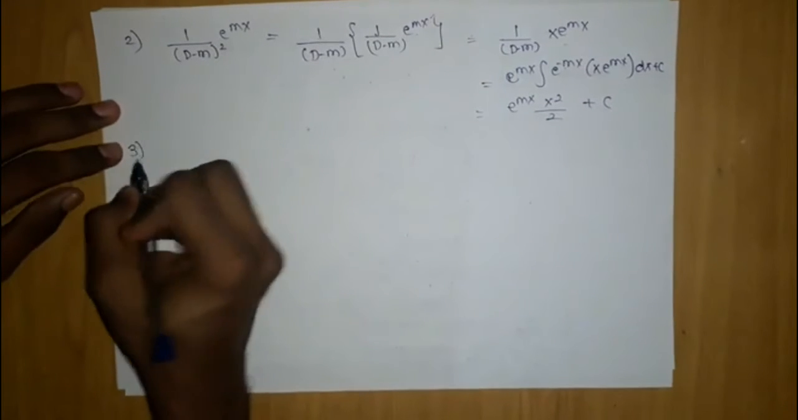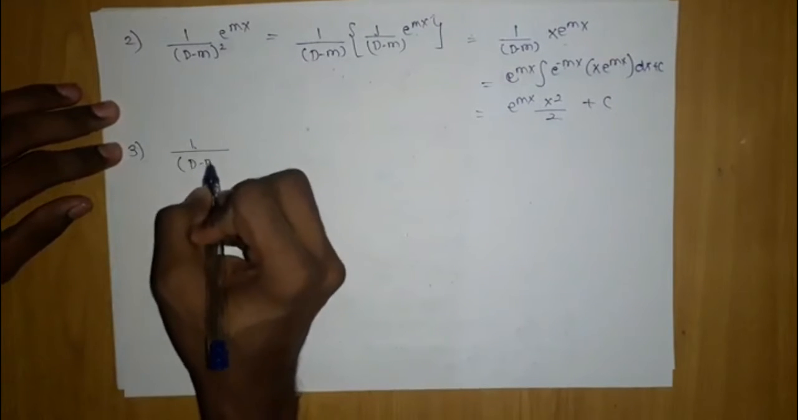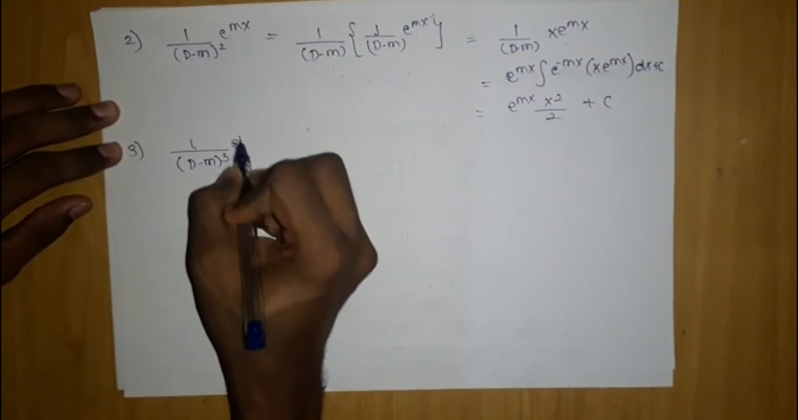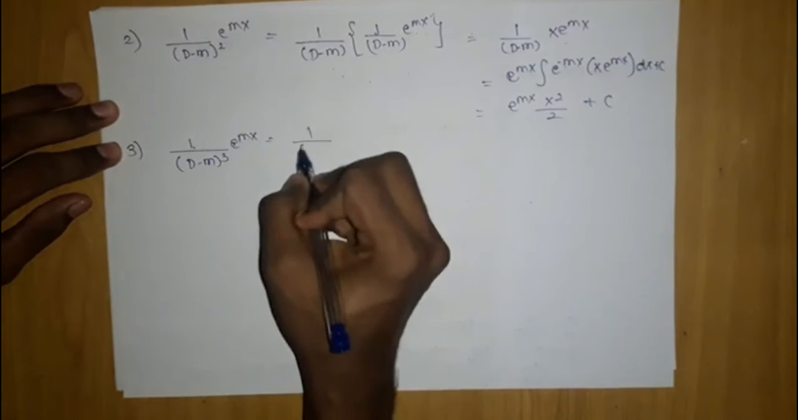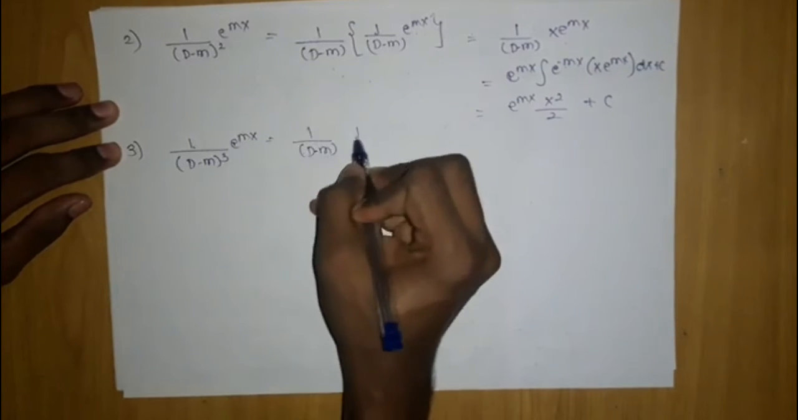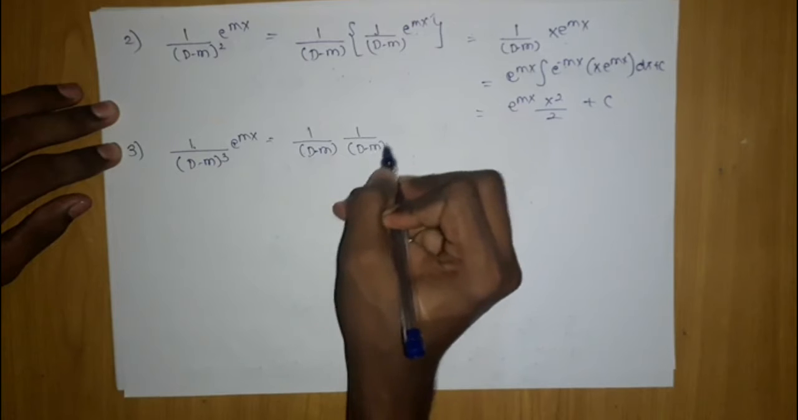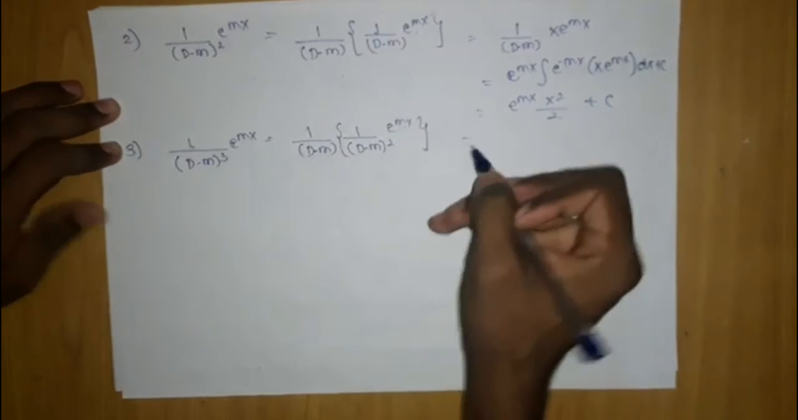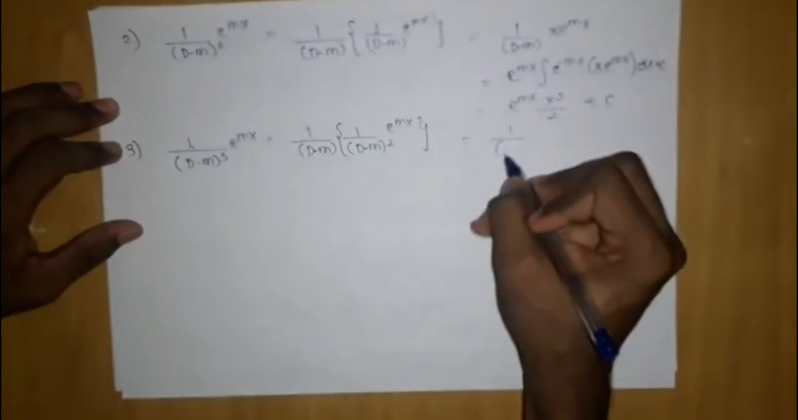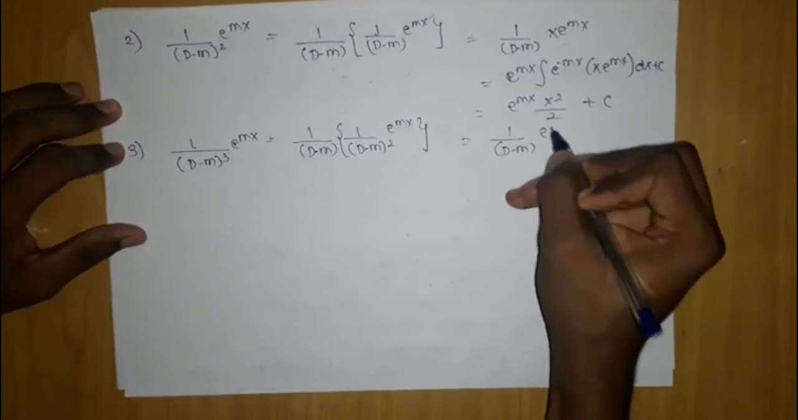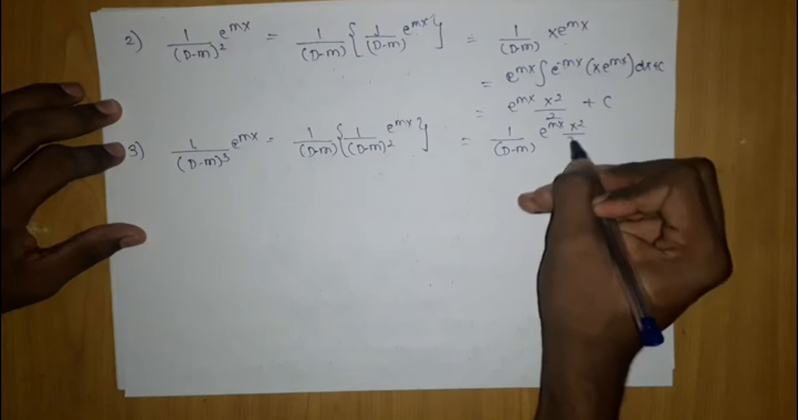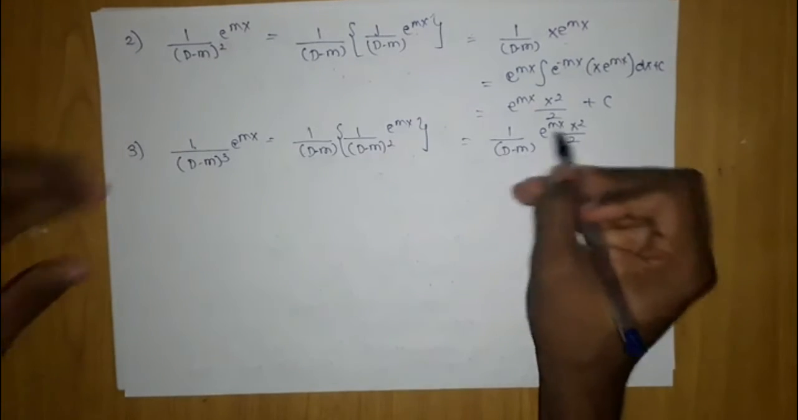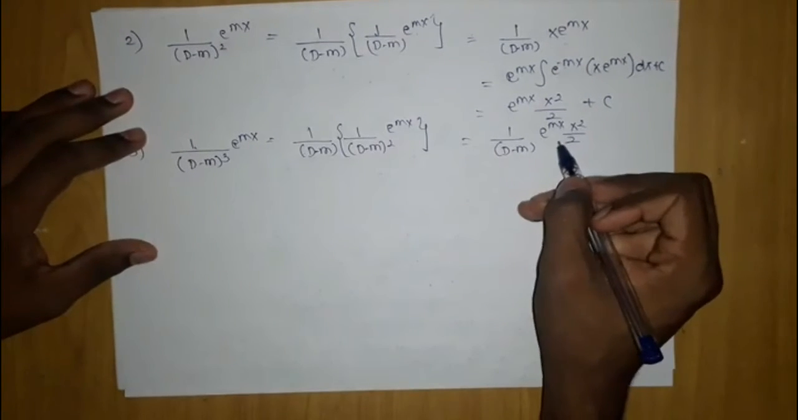Now third, if I say I want to find D minus m the whole cube e to the power mx, what you will do is write it like this: D minus m into 1 upon D minus m the whole square into e to the power mx. Its solution you already know: 1 upon D minus m into e to the power mx x square by 2. Now if you try to get its solution here, this will be your Q of x.